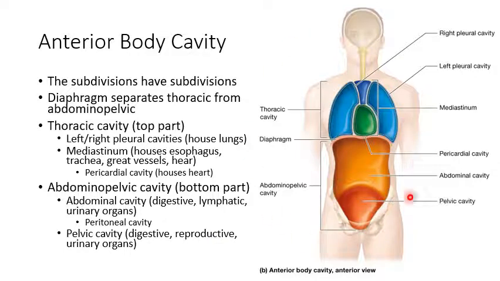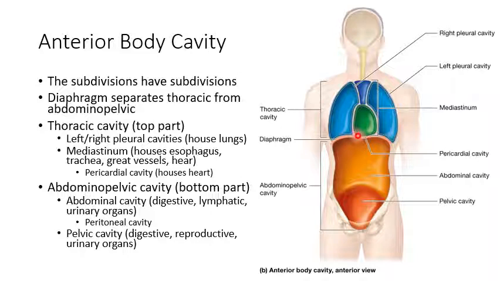So on this diagram, it's showing the subdivisions of the anterior body cavity. First you have the thoracic cavity versus the abdominal pelvic cavity. Then the thoracic cavity is further subdivided into, this would be the left pleural cavity because it's the patient's left. This is the right pleural cavity.